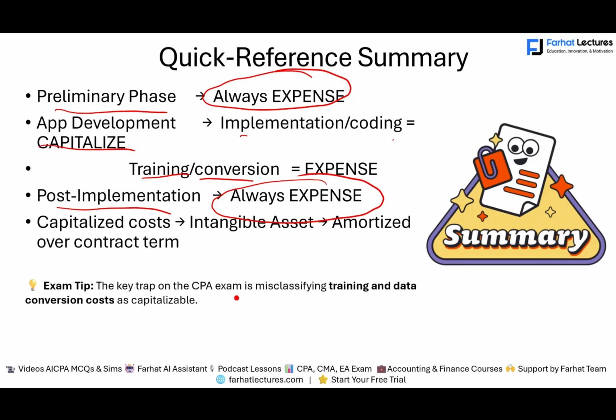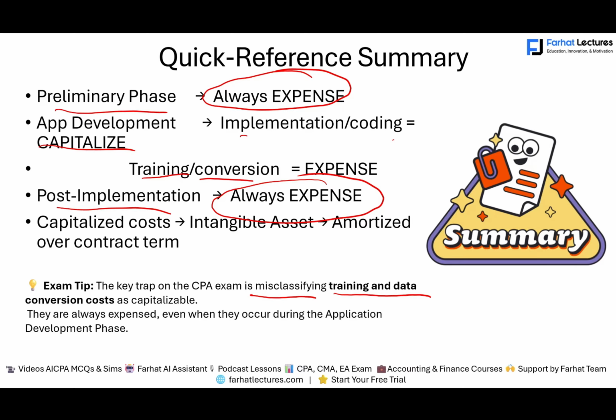Just an exam tip, the trap on the CPA or CMA exam is misclassifying training and data conversion as capitalized costs. As far as we are concerned, those are operating. They're operating the business as far as accounting is concerned. They are always expensed, even though they occur during the application development phase. So keep that in mind, because they tell you phase 2 and some people think it's capitalized. No, training and conversion are expensed. During the second phase, depending on what the expenditure is, it is either expensed or capitalized.